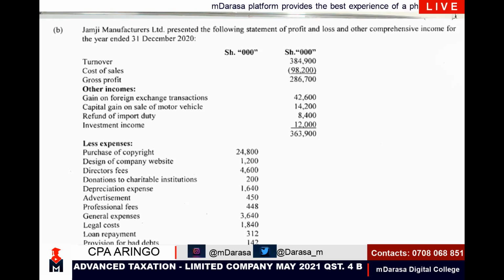For turnover, I was given 384,900. Cost of sales, I'm given there. Gross profit, I'm also given at that point. Our other incomes, the item that I'm given, number 1, we are talking about gain on foreign exchange transactions. I'll explain this point before we continue.